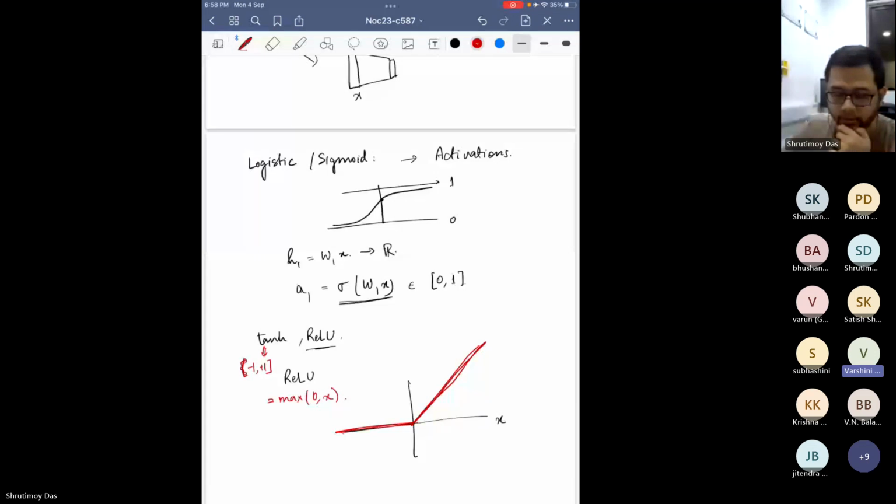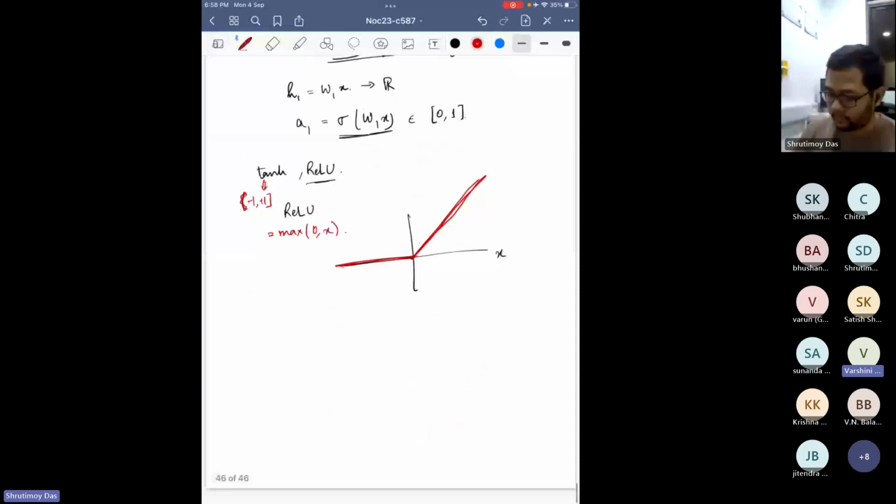Why would we need this non-linearity? Can you repeat? Why would we need non-linearity in functions? What help does it give?